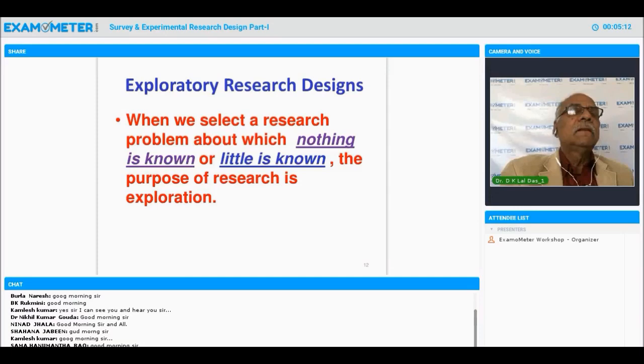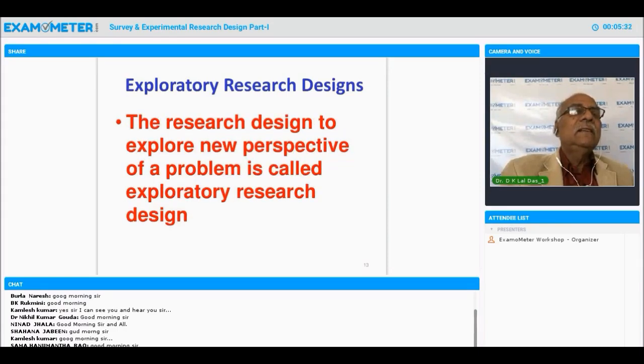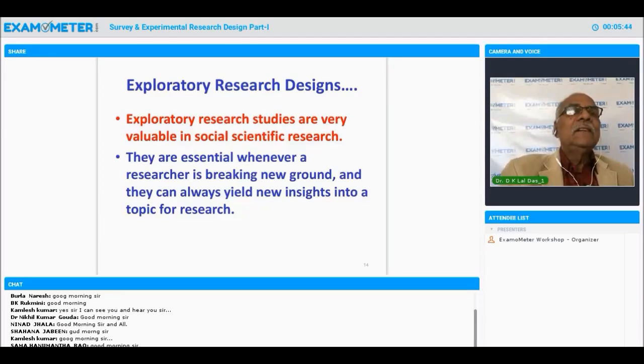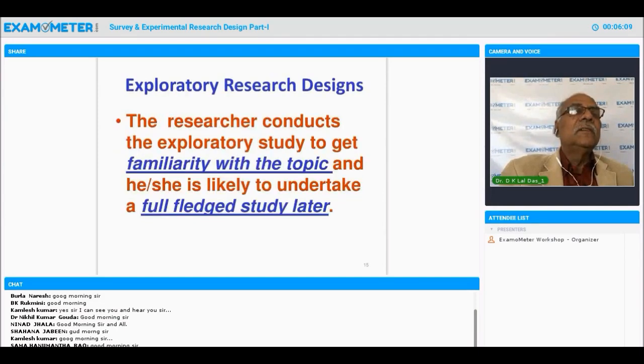Exploratory research designs. When we select a research problem about which nothing is known or little is known, the purpose of research is exploration. The research design to explore new perspective of a problem is called exploratory research design. Exploratory research studies are very valuable in social scientific research. They are essential whenever a researcher is breaking new ground, and they can always yield new insights into a topic for research.